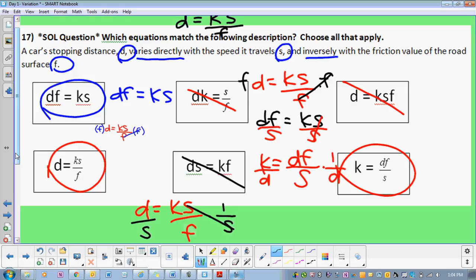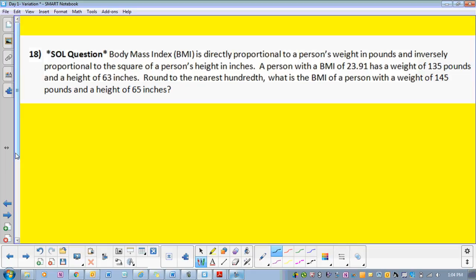Yeah? All right. So that just kind of shows you a little bit of what kind of problems you can expect to see on the SOLs, right? Look at the next problem, guys. Another SOL question. All right, I actually want you guys to try this one. I think you guys can do it.